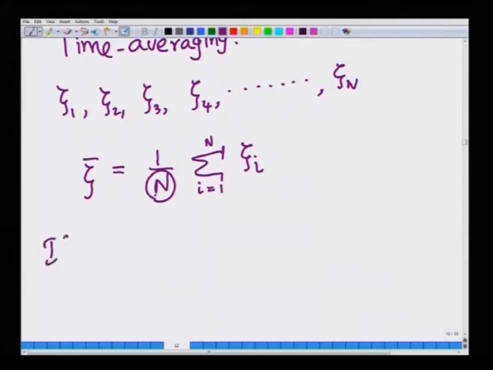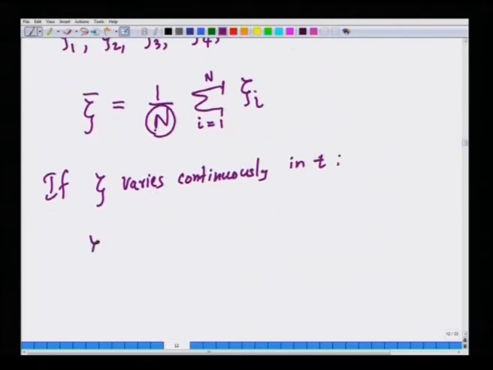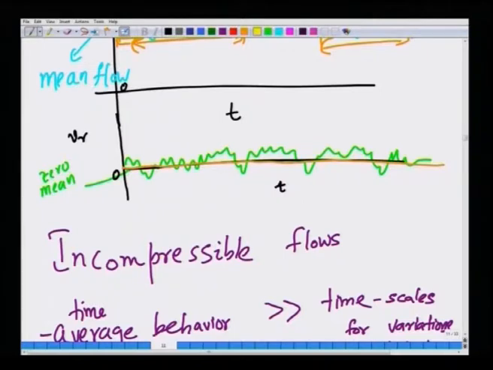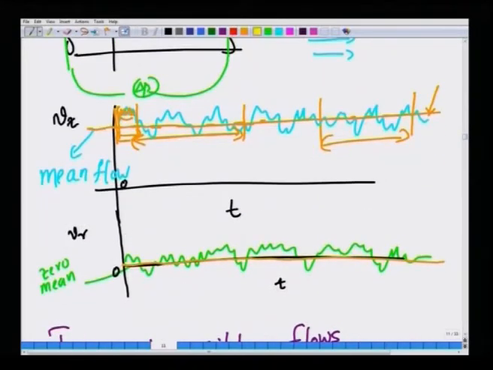This is the average when you take readings at discrete values of time. If zeta varies continuously with time, then you can convert this definition to an integral. Time average will be denoted by an overbar from now on. So, zeta bar: suppose I look at this sketch of what a turbulent velocity fluctuation looks like. I am going to take a specific value of running time t, and average from t minus T to t plus T, so the width of the time window over which I am averaging is 2T.